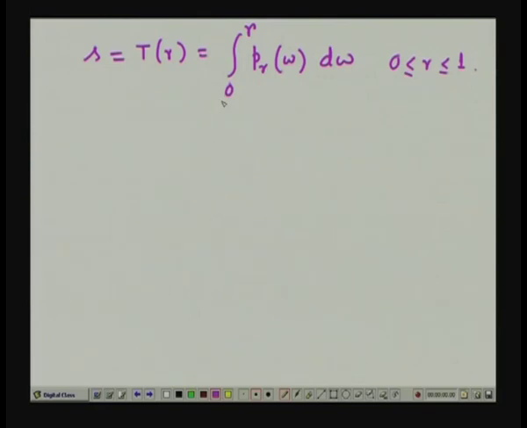So, you find that this integral gives the cumulative distribution function of the variable R. Now, if I take T(R) of this particular form, then this T(R) will satisfy both the conditions that we have stated earlier, and from this we can compute ds/dr, which is nothing but p_R(R).